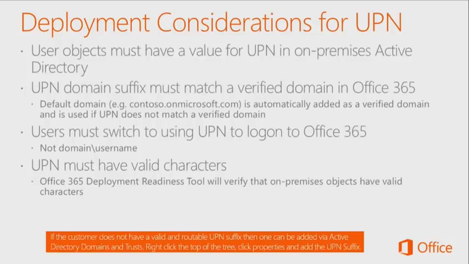We're back to the user principal name. This is deployment considerations. User objects must have a value for UPN in on-premise Active Directory. So again, this is a must. You can't do DirSync without it. You can't do ADFS single sign-on without it. UPN domain suffix must match a verified domain in Office 365. Contoso.onmicrosoft.com is automatically added and is used if the UPN does not match. So that's what Steve was saying a little earlier. If you run DirSync and your UPN is not correct, you're going to get an onmicrosoft.com email address and domain login. That's how you're going to have to log in to Office 365.